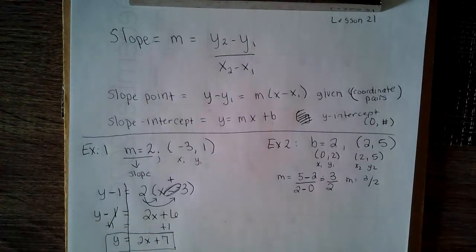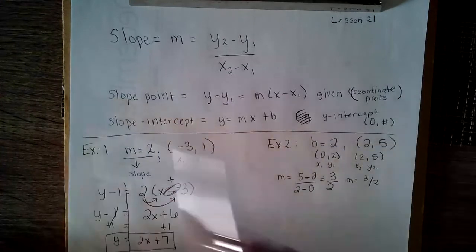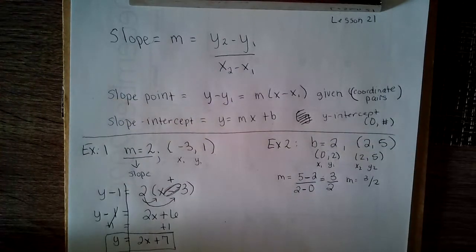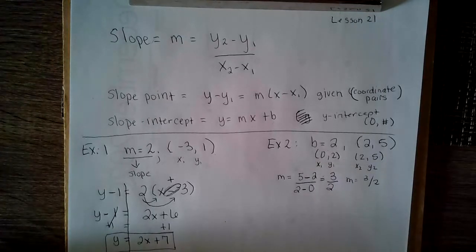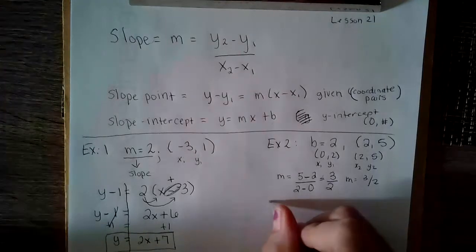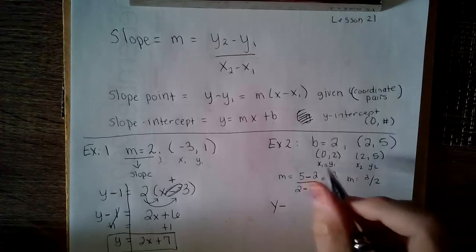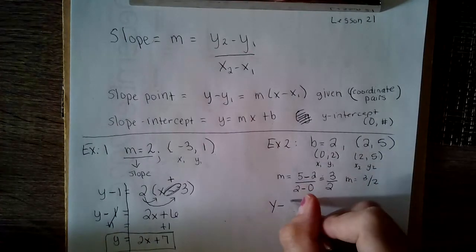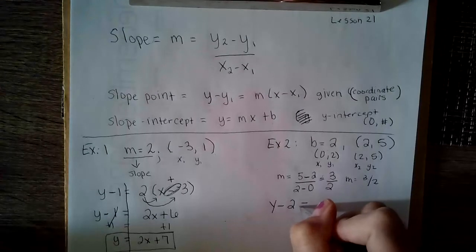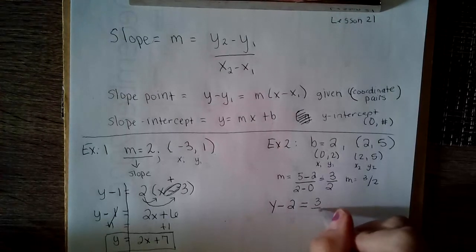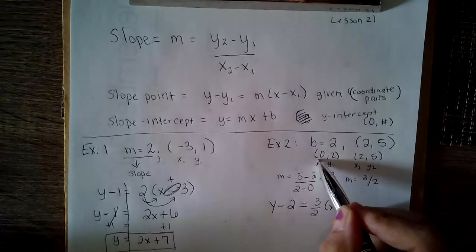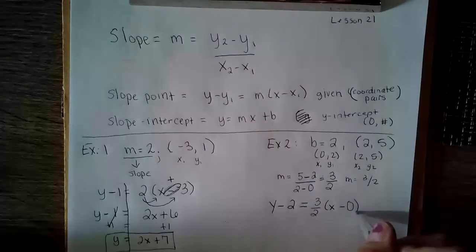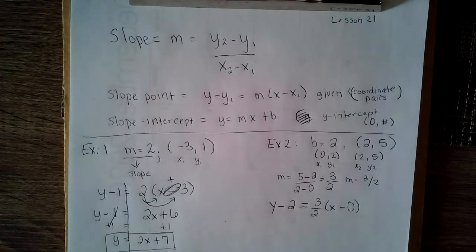Now I have 2 points. The great thing about slope point form, this guy right here, is I can choose any of these. And guess what I'm going to choose because I have a fraction? I'm going to choose the one with 0 because it's easier, okay? So I'm going to take y minus, what's my y1 here is 2. And I'm going to set that equal to my slope, which is 3 halves, times x minus my x1 in this situation is 0. And we're going to see what we can get from there.